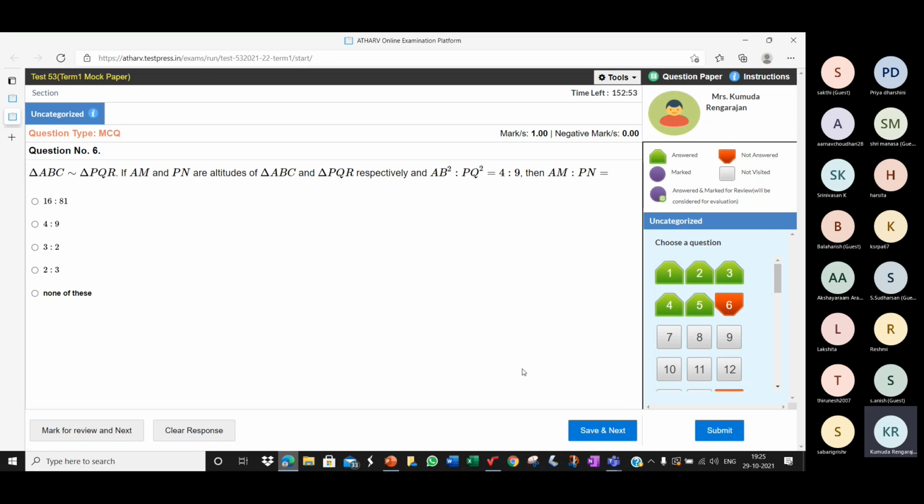What's the ratio AM to PN? It's the same portion, is it? Same, no? 4:9. 16:81. 3:2. 2:3.